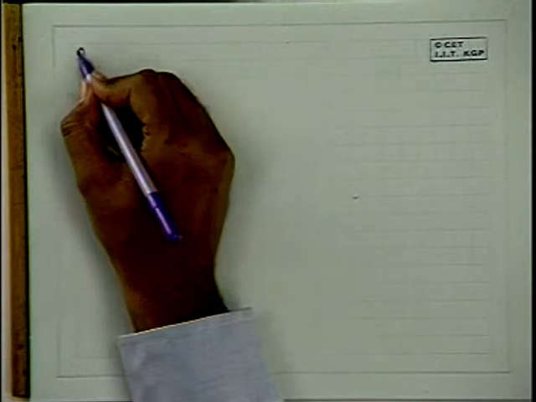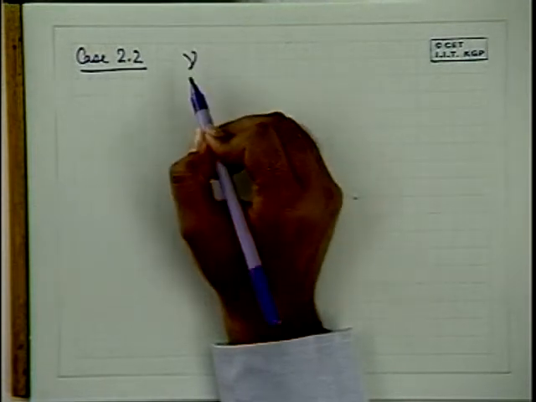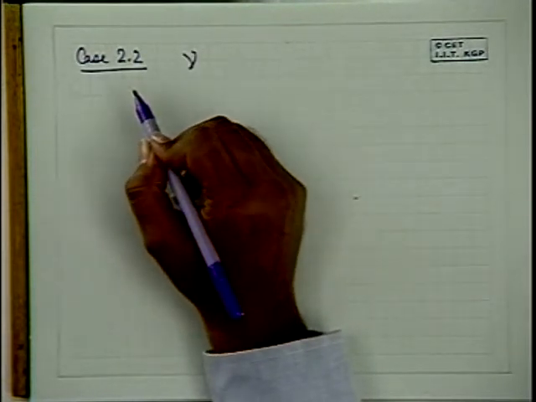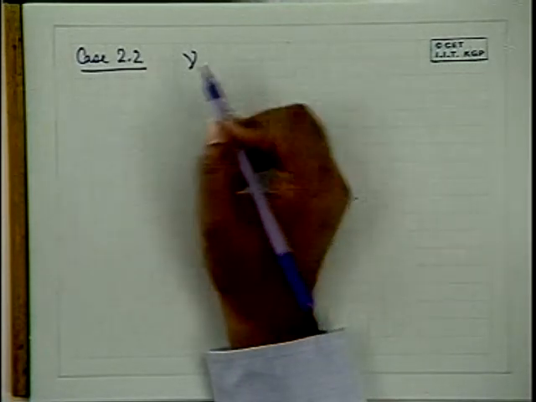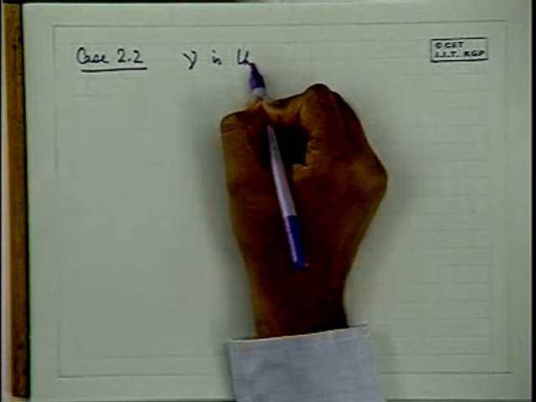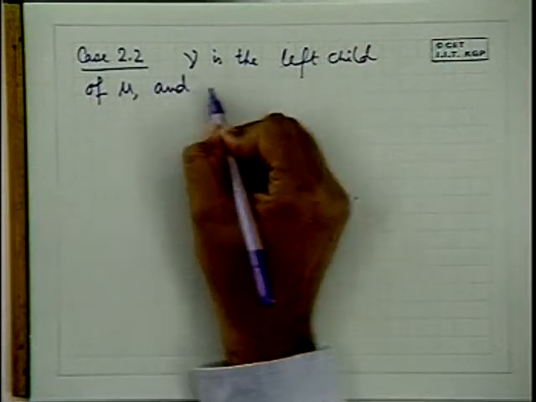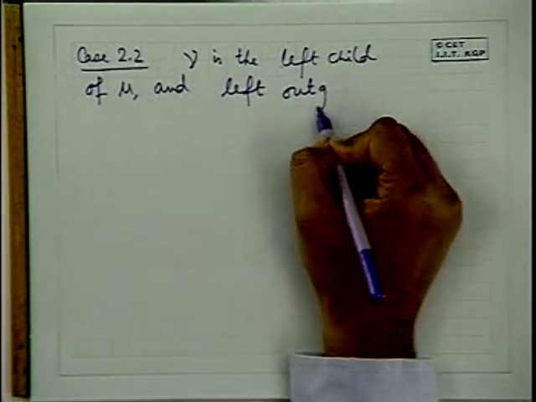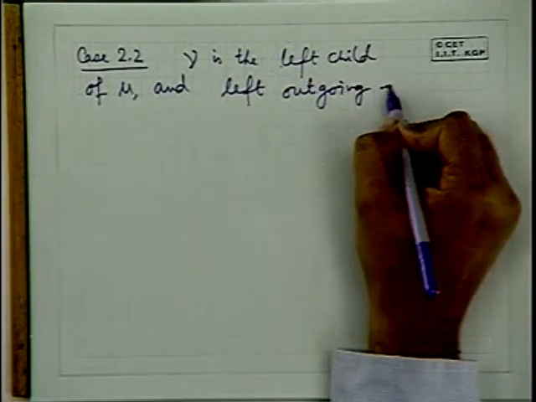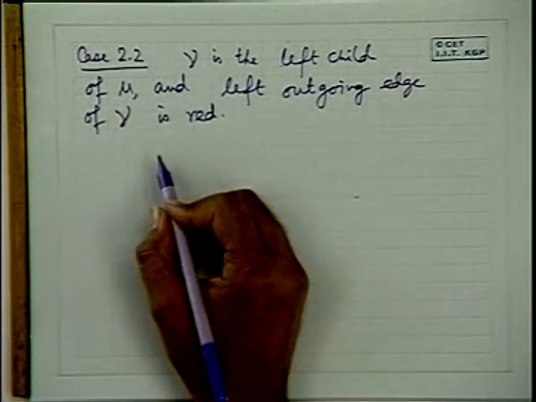Now let's look at case 2.2. What is the case? Only one child of mu is red, and let's assume that the left child of mu is red. Previously we assumed both children of mu were red, whereas now we are assuming only one, and that is the left child. So mu is the left child of its parent and the left outgoing edge of mu is red. This is the situation now.